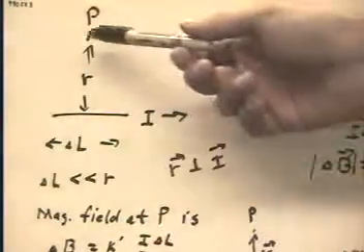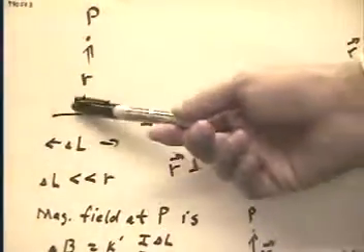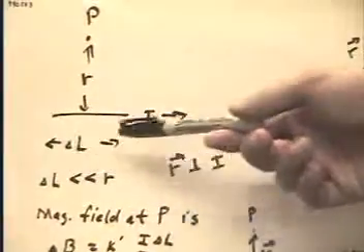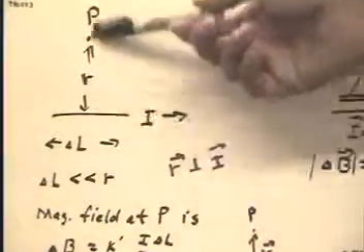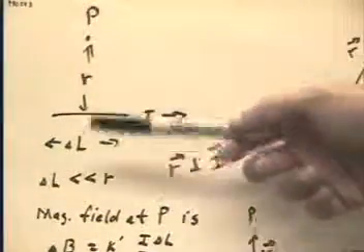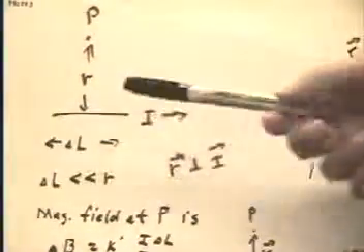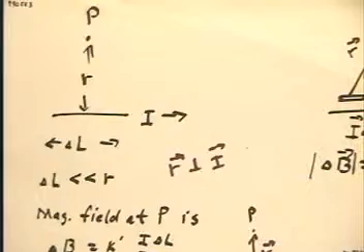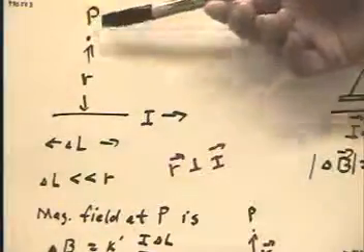If we have a point P at some distance from a wire segment of length delta L carrying a current I, and if this distance r is large compared to delta L, which doesn't appear to be so from the sketch, but let's assume that it is. If r is much larger than delta L, as indicated here, then we're going to get a magnetic field at P.